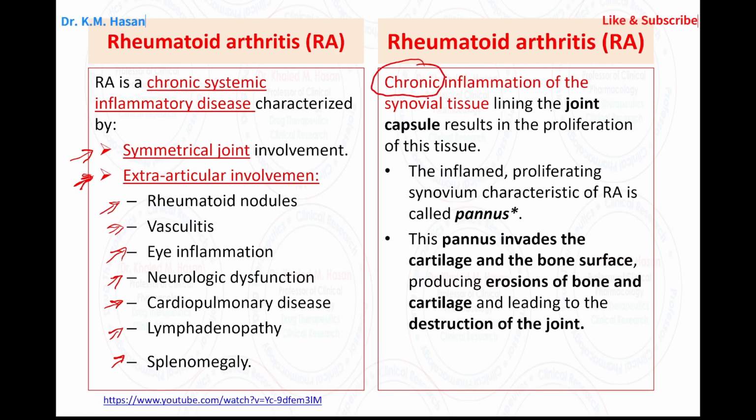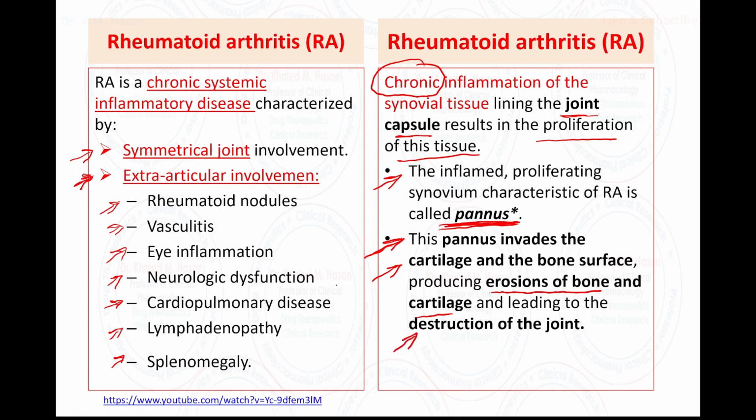The most important tissue will be the joint. The joint capsule will be affected, and this will lead to the proliferation of the joint tissues, and inflamed, proliferating synovium, leading to the formation of pannus, a kind of chronic inflammation in the blood vessels that provide blood flow to the joint. This pannus later on invades the cartilage, invades the bone surface, and causes erosion in the bone and cartilage. And the end result will be destruction of the joints.